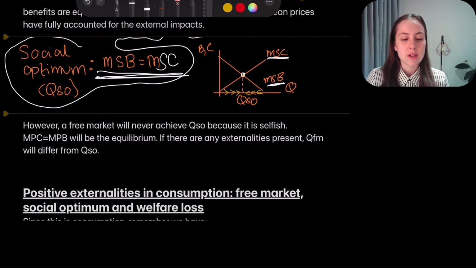In a free market, we know that the MPC will actually only ever equal the MPB. So if there are any externalities present, QFM is going to differ from QSO. Hopefully this video has been able to explain to you why welfare is maximized at QSO, and therefore why that's the social optimum.